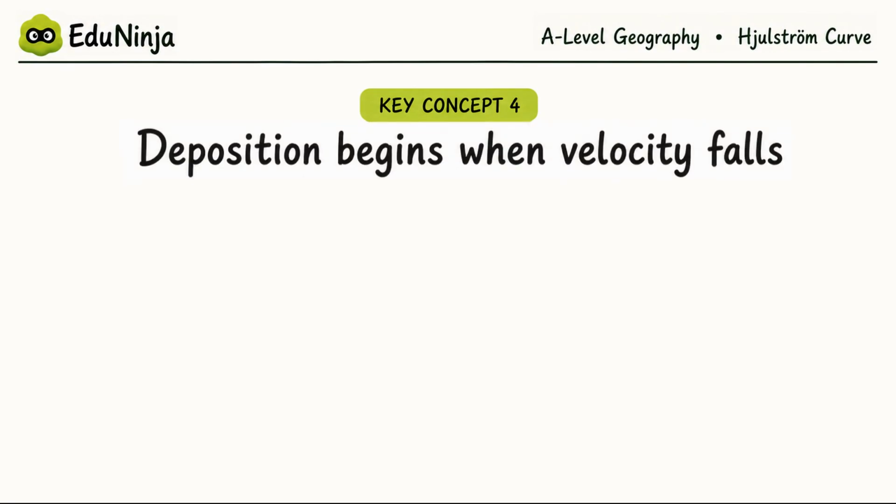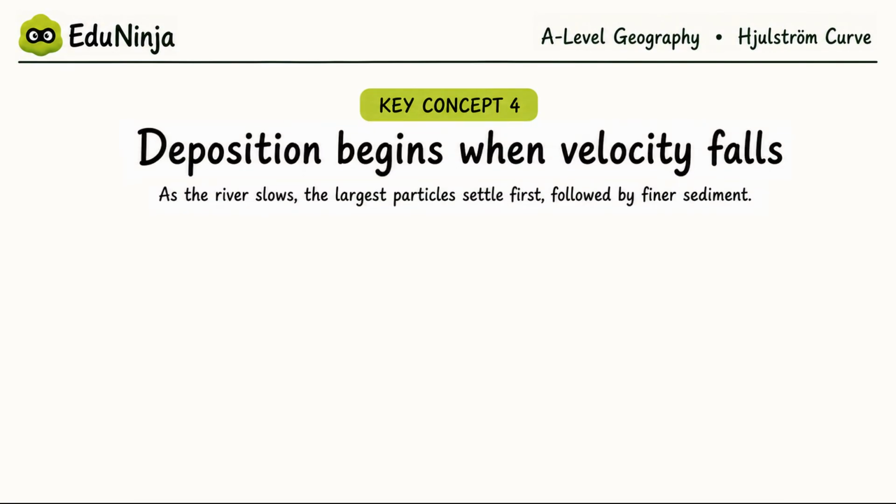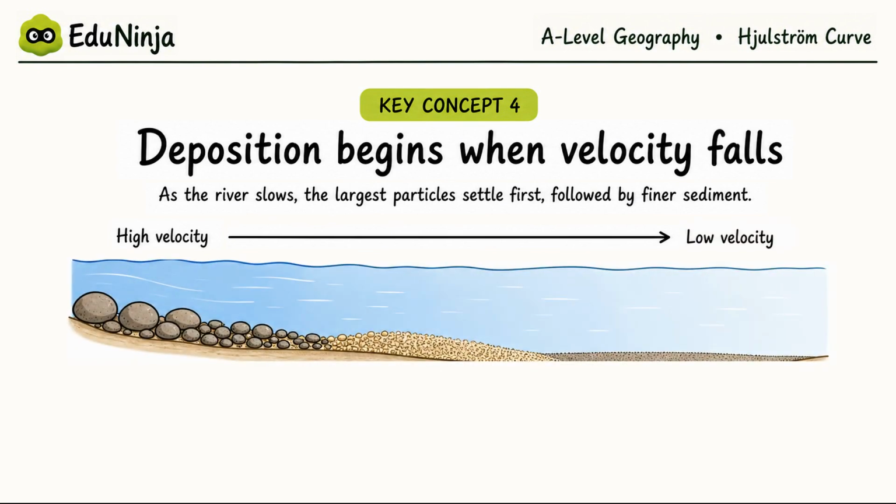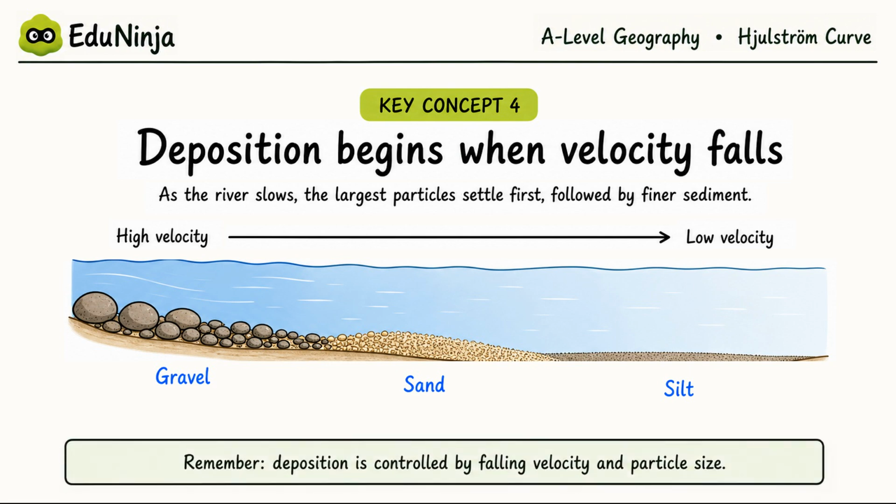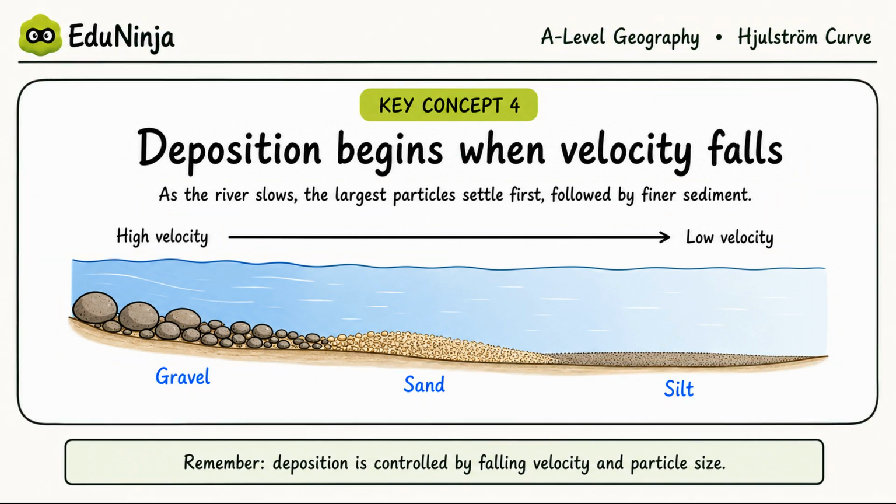Deposition begins when river velocity falls below the settling threshold. The largest and heaviest particles settle first, so gravel is deposited before sand. As the river slows further, finer sand and then silt can settle. Read this from left to right as velocity decreases. Coarse material drops out first, followed by progressively finer sediment. Deposition is therefore controlled by both falling velocity and particle size.